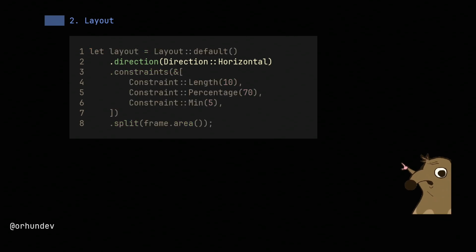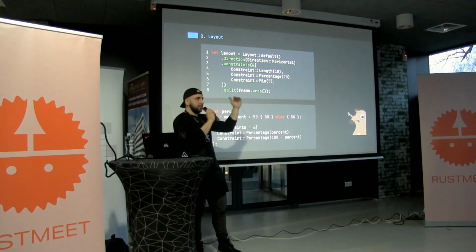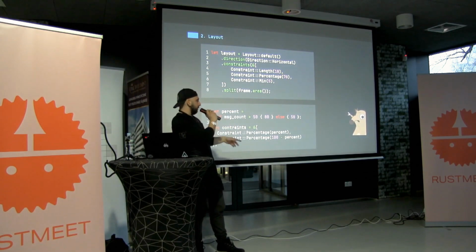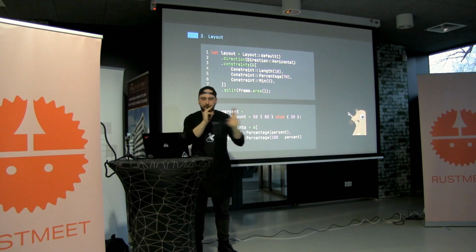For example, you can split your layout horizontally, and then you can use constraints to, let's say, constrain a percentage 50, and then another percentage 50. It will just create an equally split layout. And this gives us the flexibility to actually dynamically build these terminal UIs. For example, let's say you're rendering a list that contains some messages, and you can just check the message count, and based on that, you can arrange the constraints, so your layout will actually shrink or expand based on the content.